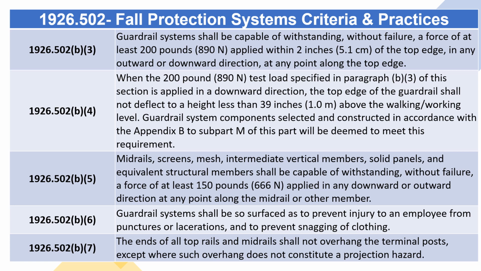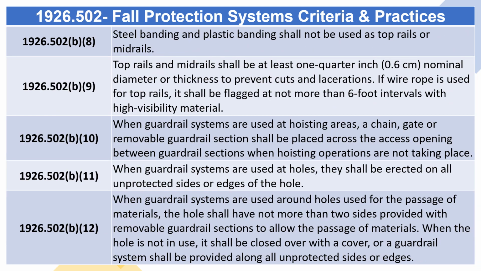1926.502(b)(6). Guardrail systems shall be so surfaced as to prevent injury to an employee from punctures or lacerations, and to prevent snagging of clothing. 1926.502(b)(7). The ends of all top rails and midrails shall not overhang the terminal posts, except where such overhang does not constitute a projection hazard. 1926.502(b)(8). Steel banding and plastic banding shall not be used as top rails or midrails.